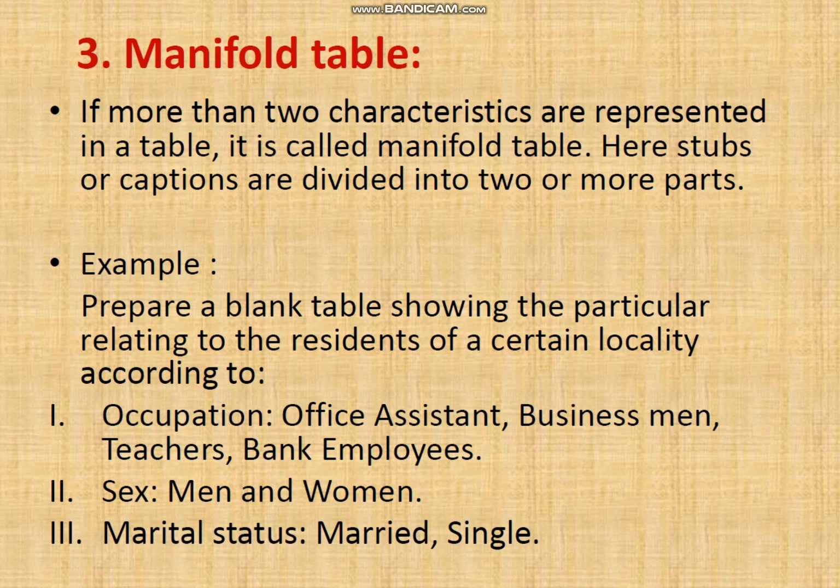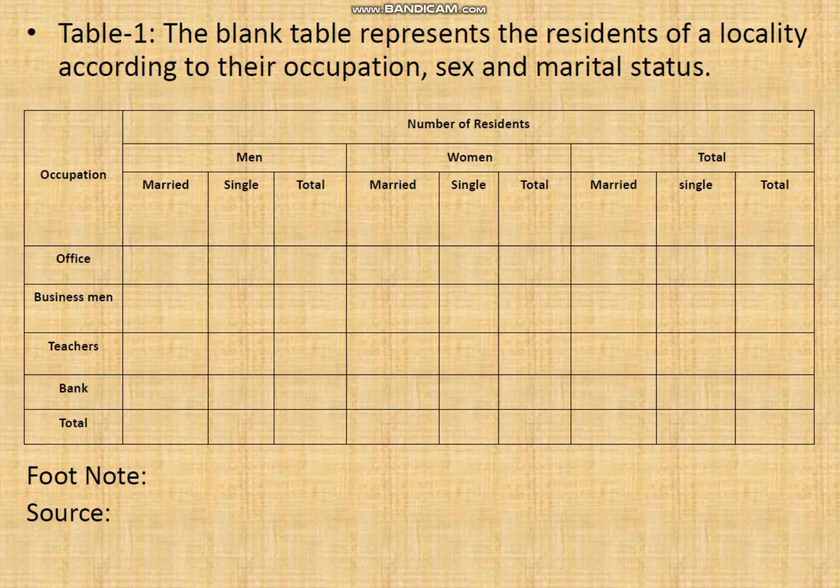Let us look at this example of how it is represented in the form of a table. This is how a manifold table would look. This table represents the residents of a locality according to their occupation, sex and marital status. Observe here, the table number is given and the title is given. Here the number of residents would be your captions, the column headings. These are married, single, total, men, women, married, single, total.